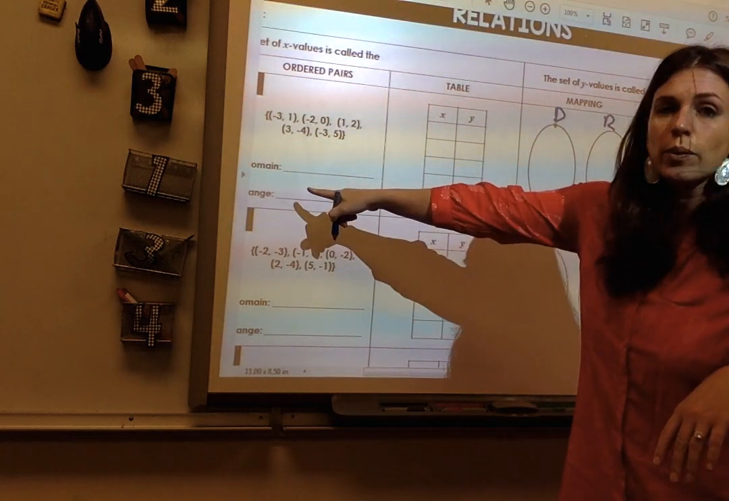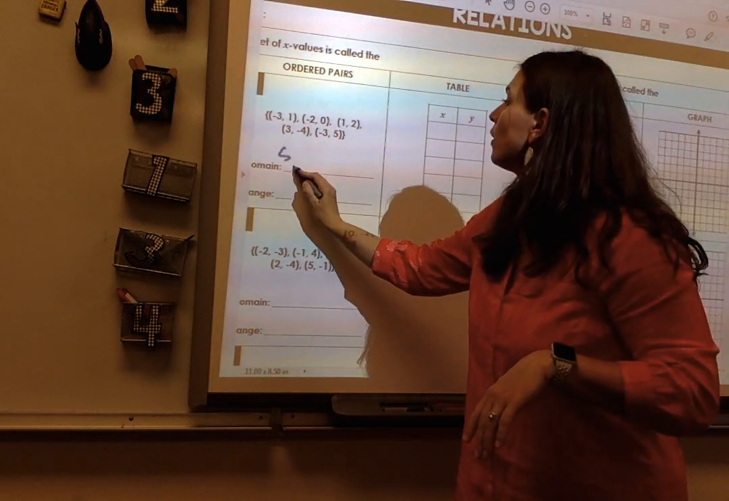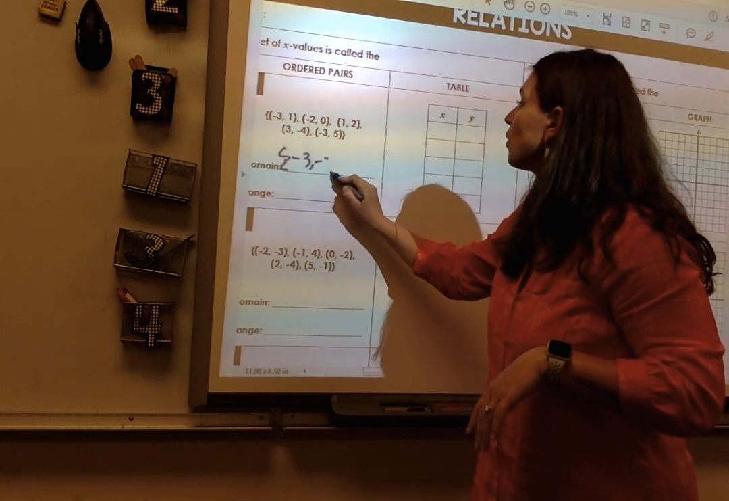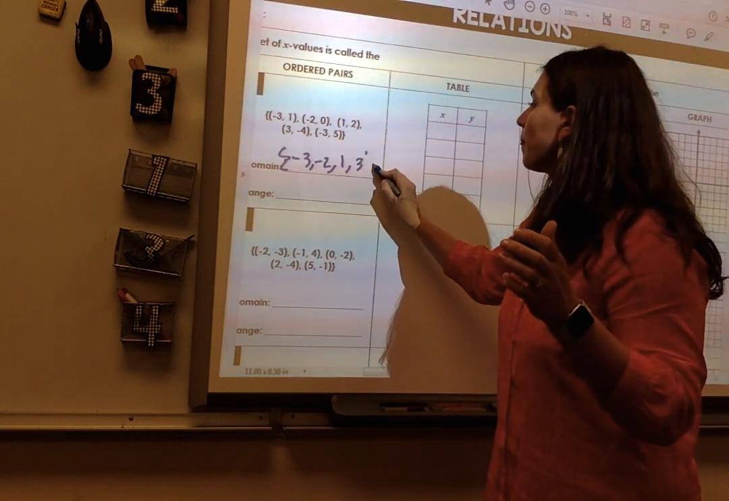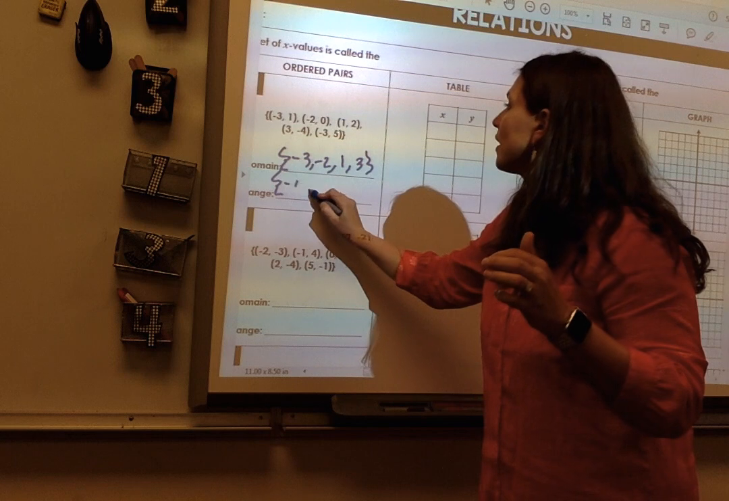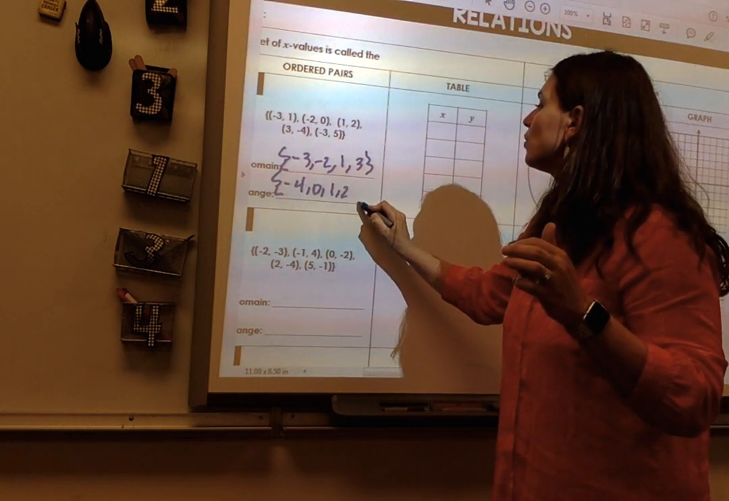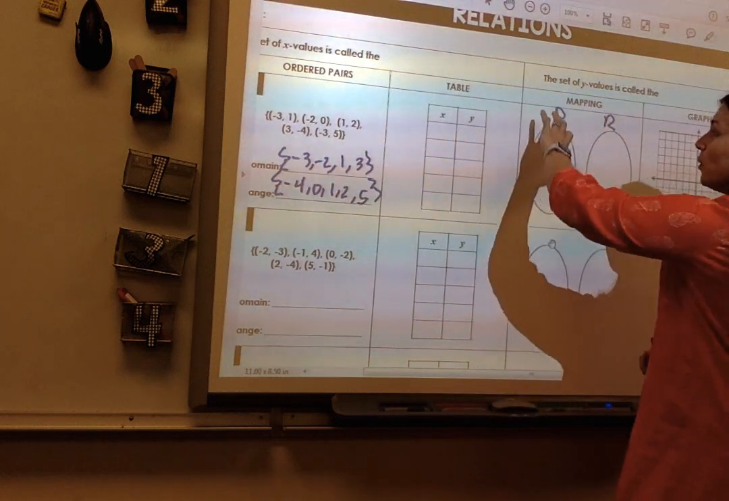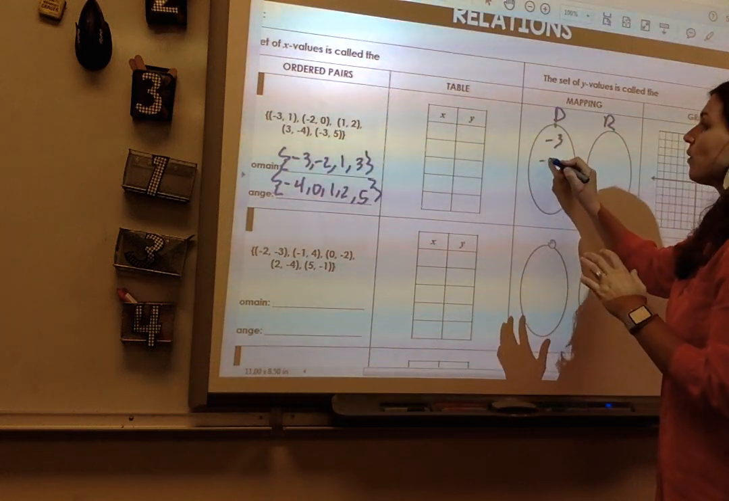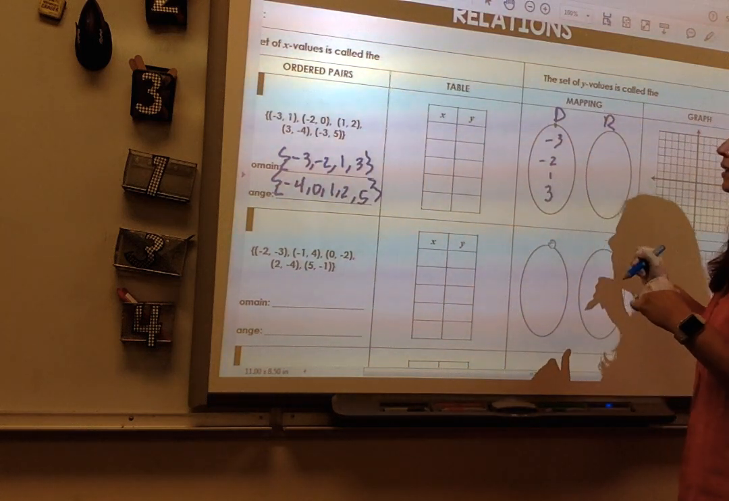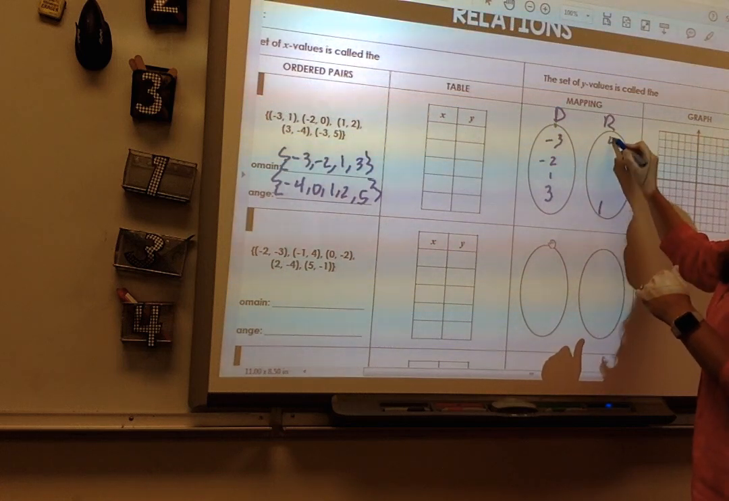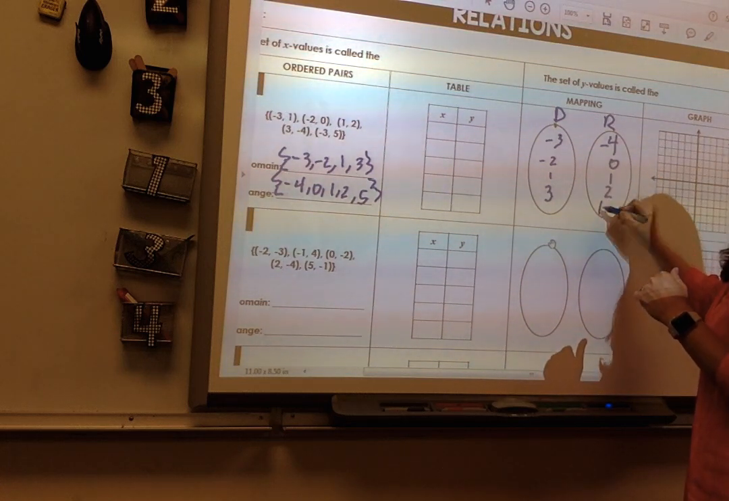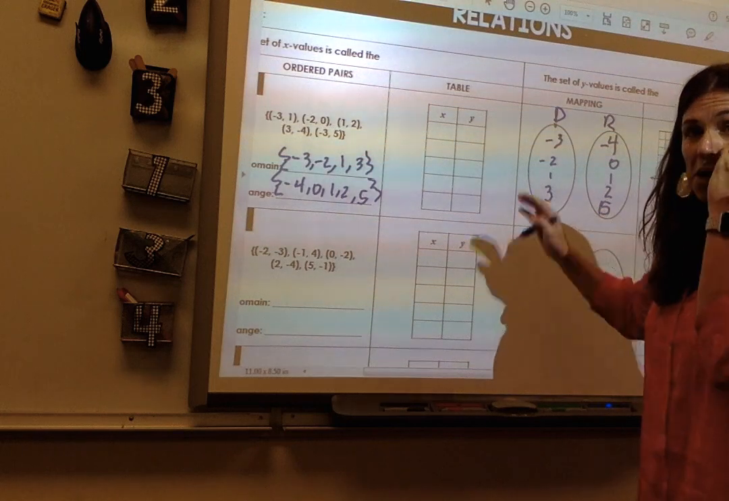So remember over here we wrote the domain and we wrote it from least to greatest, numbers don't repeat. And we put the range, we said -4, 0, 1, 2, and 5. So basically what I'm doing is I'm picking it up and I'm putting the domain here. Least to greatest, numbers don't repeat. Range, least to greatest, numbers don't repeat. That's how I fill it in, domain and range.